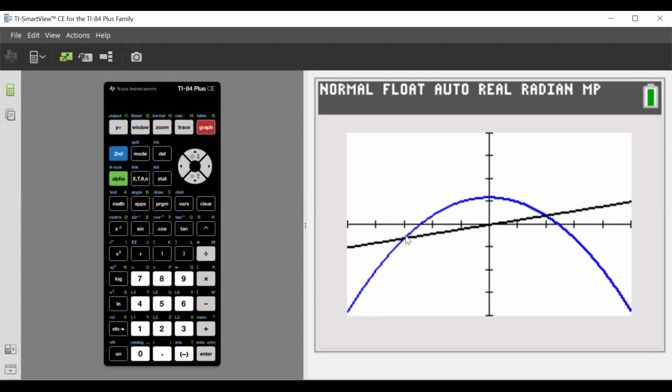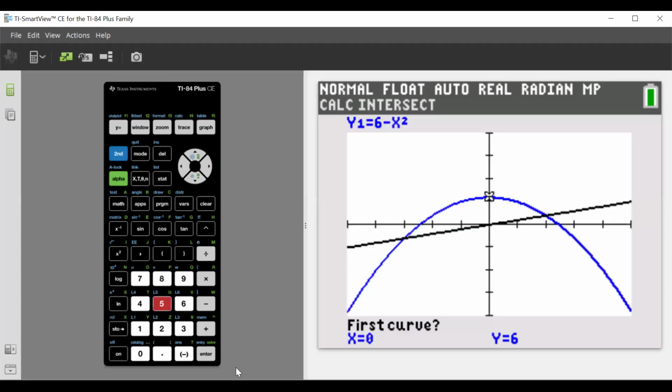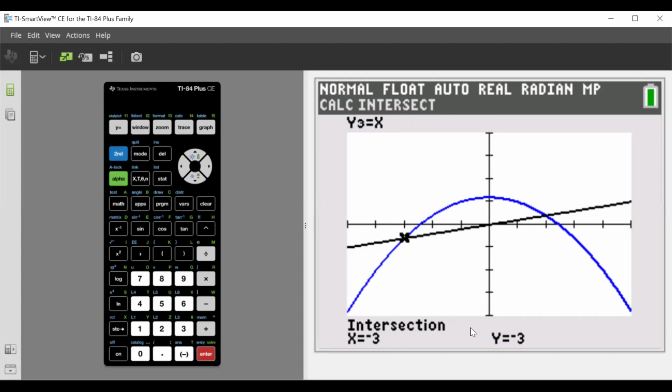So we need, because it's bounded by, I'm assuming they mean this area between here and here. So that means we need to do second trace. Let's do the intersection, and let's go over here. There we go. Let's do this area. So we'll choose that curve. And so we have a -3, -3.